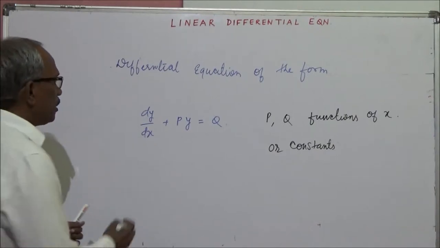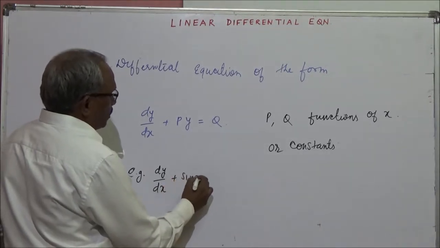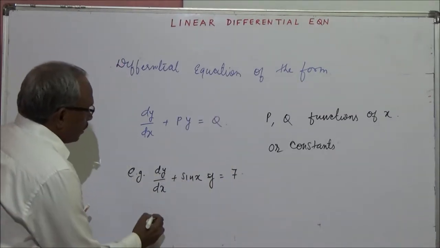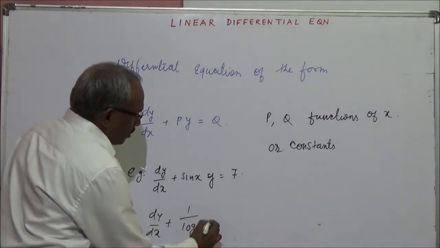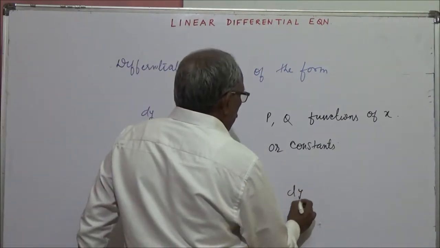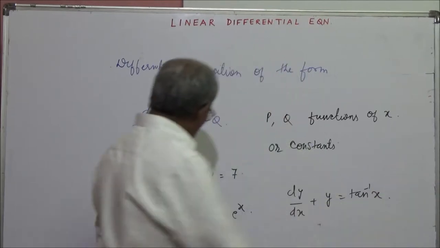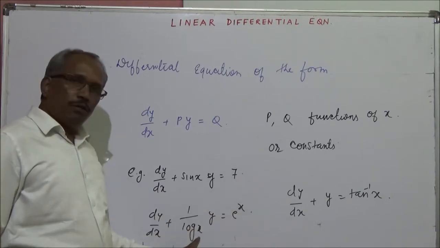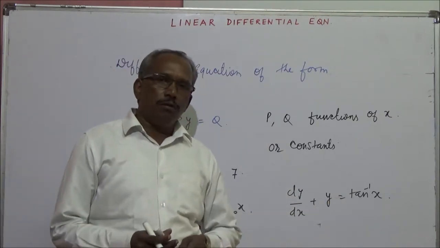So let us see some examples here. Example: dy by dx plus sin x y is equal to 7. Dy by dx plus 1 upon log x y is equal to e raised to x. Dy by dx plus y is equal to tan inverse x. Now see here, p is equal to sin x, q is equal to 7. P is equal to 1 upon log x, q is equal to e raised to x. For the third, p is equal to 1, q is equal to tan inverse x.